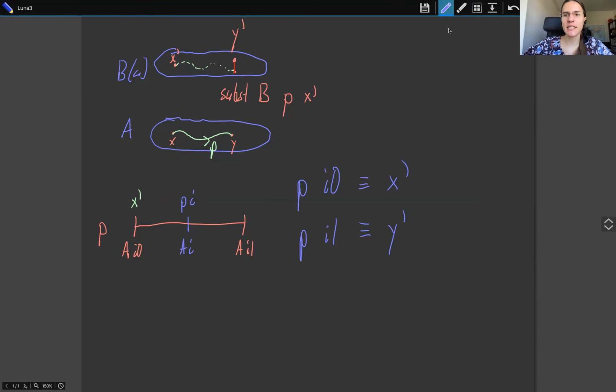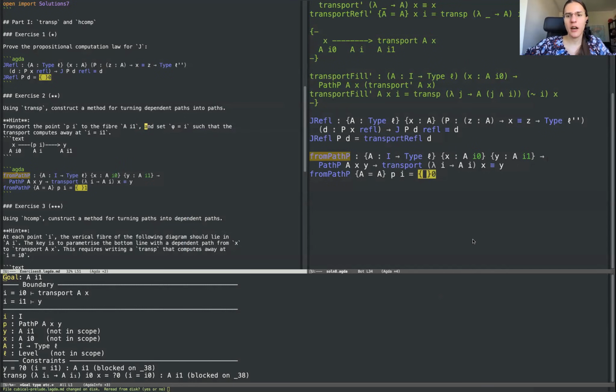Now, what we can do instead is take an intermediate point, and we're going to move this intermediate point from X prime to Y prime. And that intermediate point is going to be P of I. So we want to take P of I, and we want to transport it over to the fiber at A of I1, right? So I need to write a clever way to write that transport down. So what I can do is I can trans.